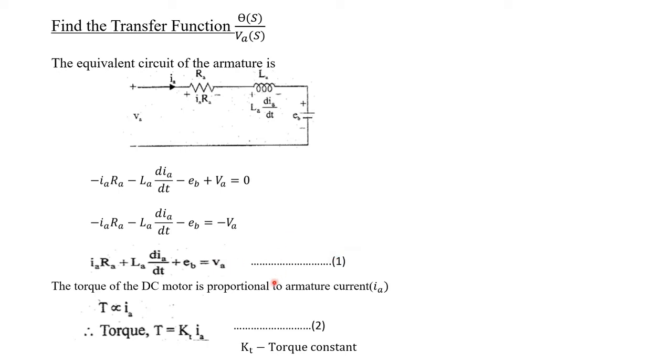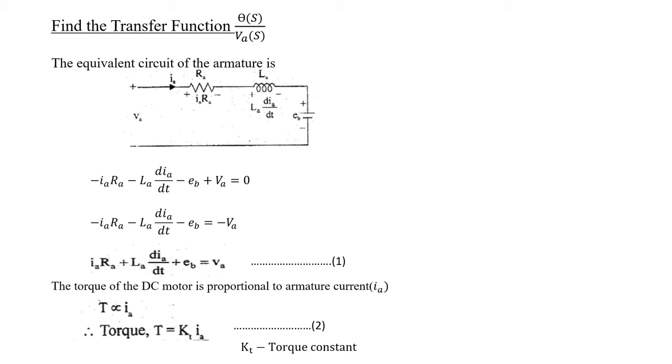Okay, now again we have to write all the relations related to this armature control DC motor. From that we are going to derive the equation. So while explaining the operation, I have told the torque of the DC motor will be directly proportional to the armature current. So we can write T is directly proportional to armature current IA. So the T will be equal to KT into IA. To remove the proportionality, we are using a constant, that is nothing but torque constant. Okay, so this is another equation, that is equation number 2.